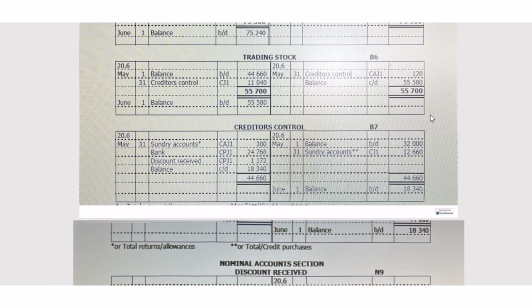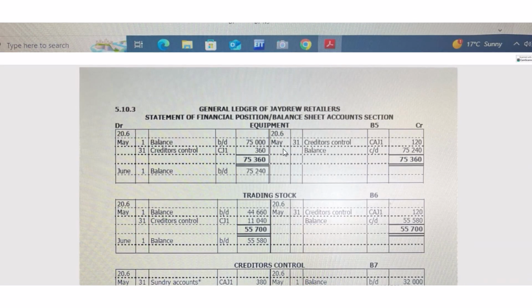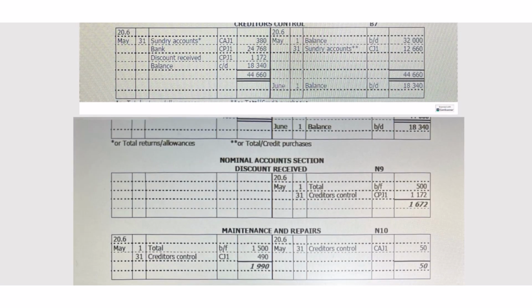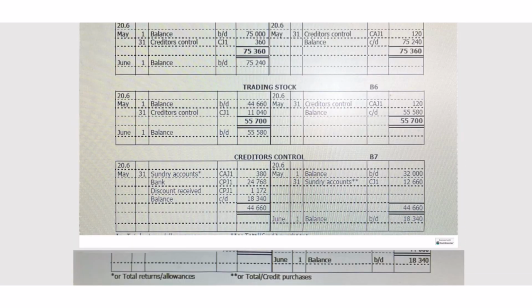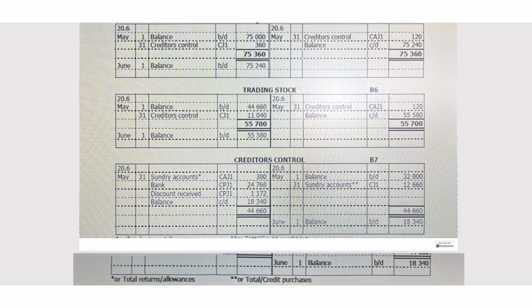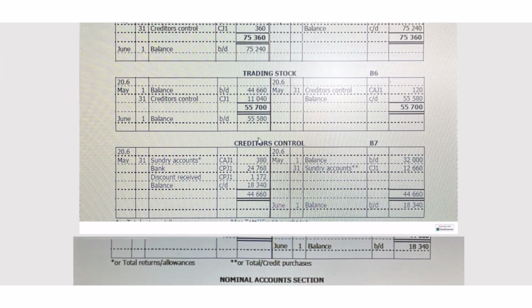Right. Then we have a look at our general ledger. So we've got all of our accounts here: equipment, trading stock, creditors control. I'll just give you a second to mark that. Right, and then if we look at creditors control specifically, because remember we are busy with our credit purchase returns, in our creditors control on the debit side, because it's a liability, it will decrease on the debit side, we see the discount received CPJ from the discount we received for paying them, and then our new journal, sundry accounts, right? So we like to call it total allowances is CAJ 380 Rand.